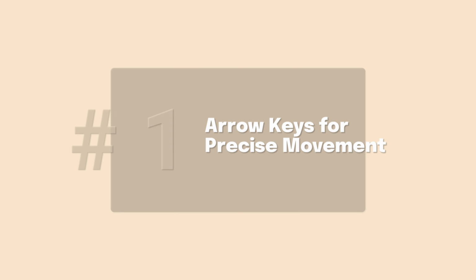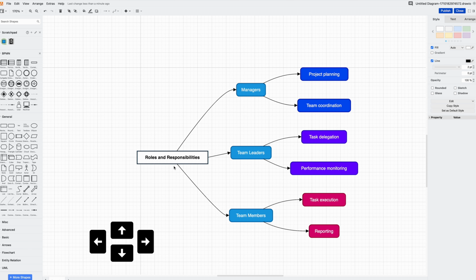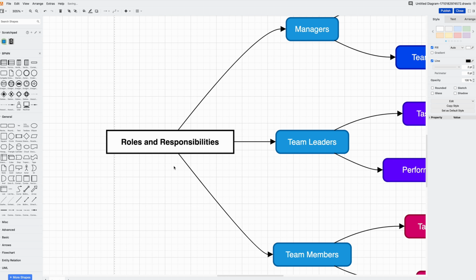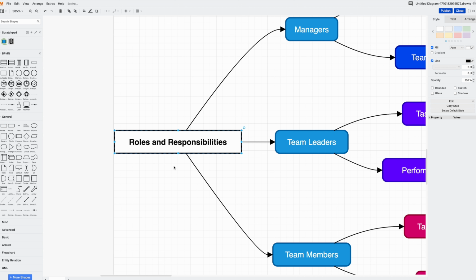Arrow keys for precise movements. All right, finally, let's talk about a simple yet incredibly useful shortcut, and that is using the arrow keys for precise movements. When I need to make small adjustments to the positioning of shapes, I just use the arrow keys to nudge them in whatever the desired direction is. To move the shapes on a point-by-point basis, I hold down Shift while pressing the arrow keys. See, this helps me ensure that everything is neat and aligned and perfectly placed, ensuring that the shapes are exactly where I want them to be.